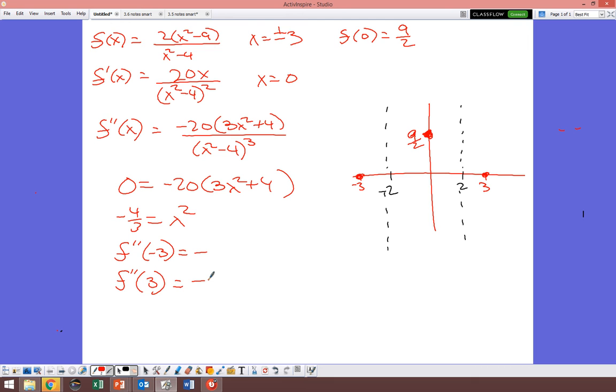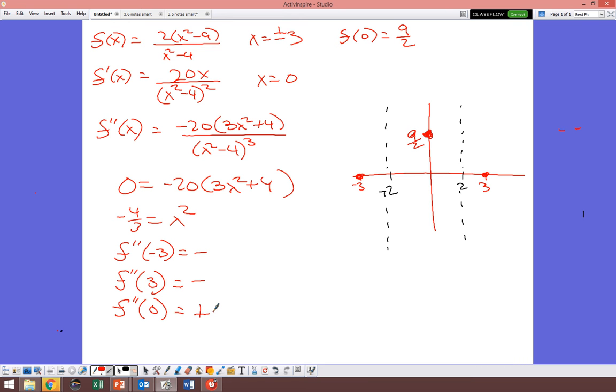What about the middle? Let's plug in 0. Is it 0 over 0? No, the bottom is 4, which is positive, and the top is a negative, so the whole thing is negative over positive. No wait, the top is positive. A negative times a negative is positive. So it's positive over positive. That means it's going to be concave up.